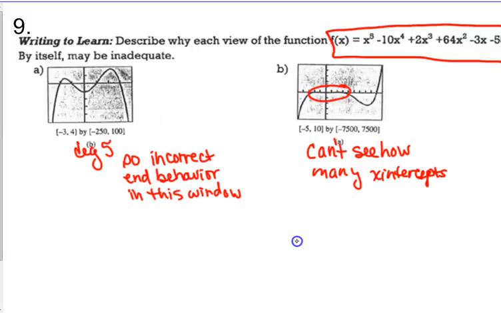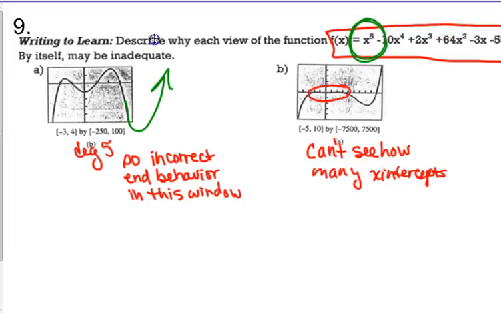I already did this problem, so I didn't want to spend a ton of time on it. This is a degree 5 polynomial. Why does this graph stink if it's degree 5? Why is this a really bad window? Not the right end behavior. It should be coming back up over here somewhere, right?